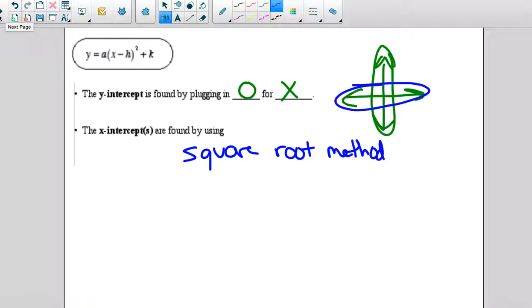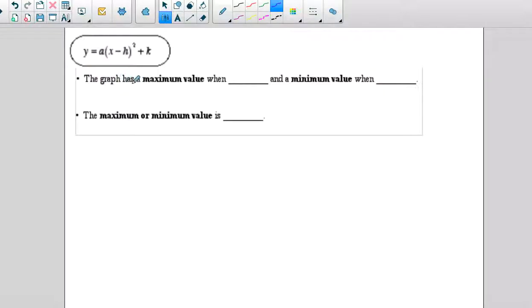The only other thing that we have to deal with is maximum and minimum, but we kind of already talked about that when we covered the vertex. So the graph has a maximum if the graph opens down, just like the notes we've already done. So when does a graph open down? Well, that happens when a is less than 0, meaning it's negative. Because if it's a negative a value, it opens down, which means it has a maximum. And then it would have a minimum value if the graph opens up, which would happen if a is positive, so a is greater than 0.